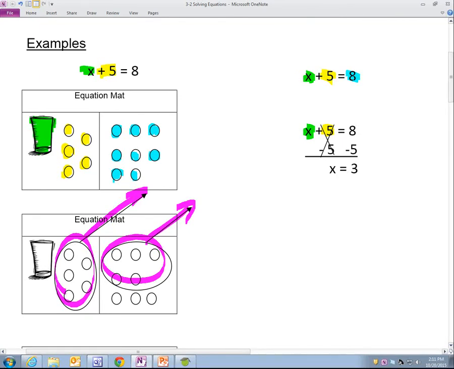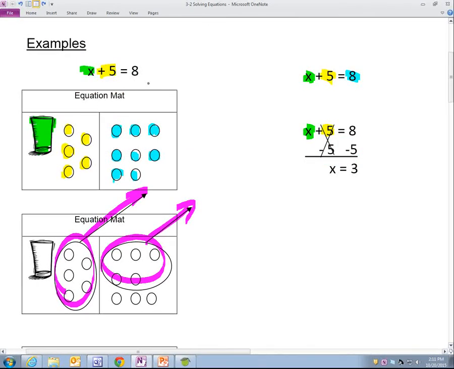I like you guys, but I'd rather hang out by myself. So those 5 people would be asked to leave, right? So it's going to be going the opposite direction. What's the opposite of plus 5? Minus 5. And look what's happening here. Minus 5.